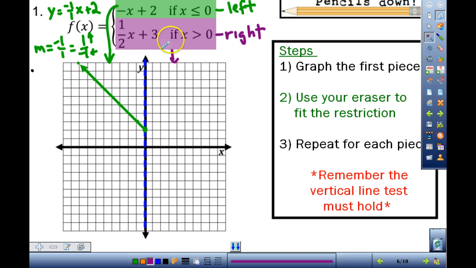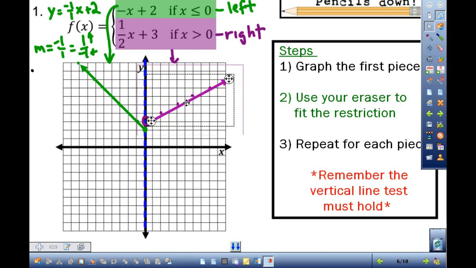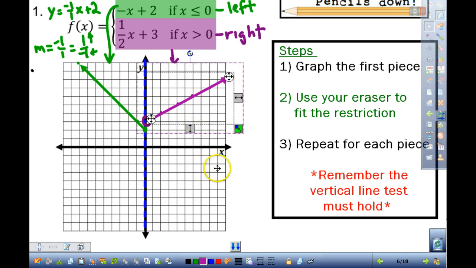Do the other side. So 1/2 x plus 3, start at positive 3, open circle, and then up 1, right 2, up 1, right 2. There we go.